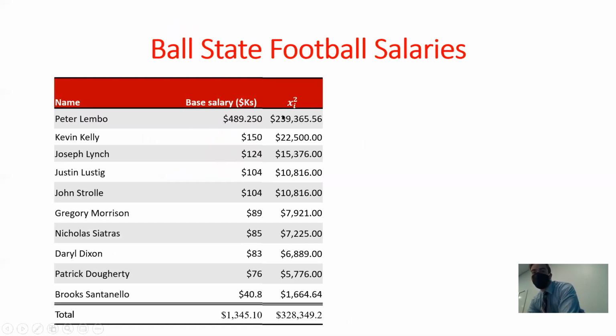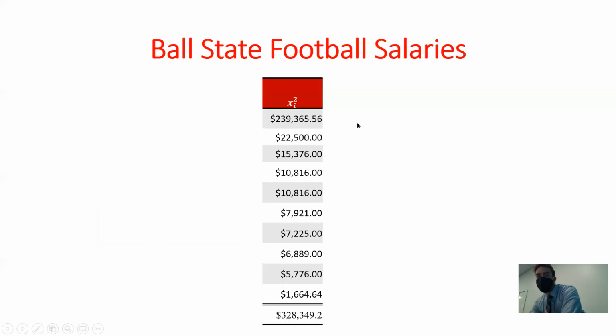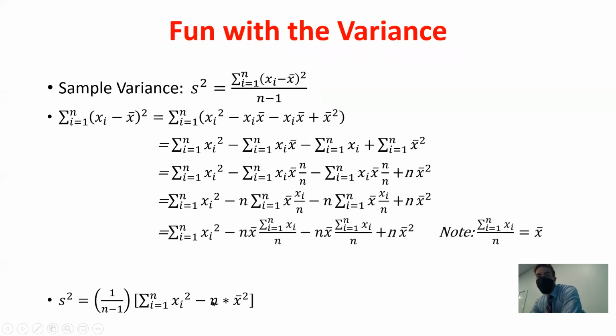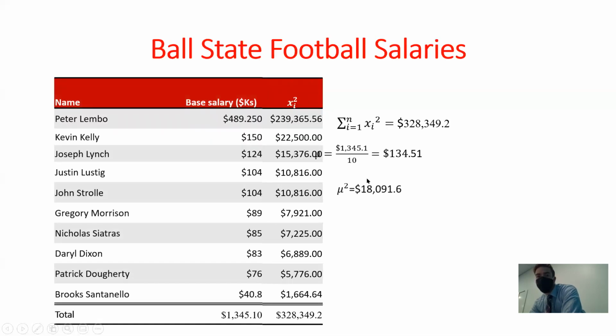So with these football salaries, if I wanted to use this other method, the first thing I need to do is square every single observation. So that's what I did here. I just went through and squared each one of these observations. Then I added them all up, right? So I added up all these observations squared. I then need to subtract the number of observations times the mean squared. So I find the mean, I square the mean, and now I have everything I need to plug into this formula.